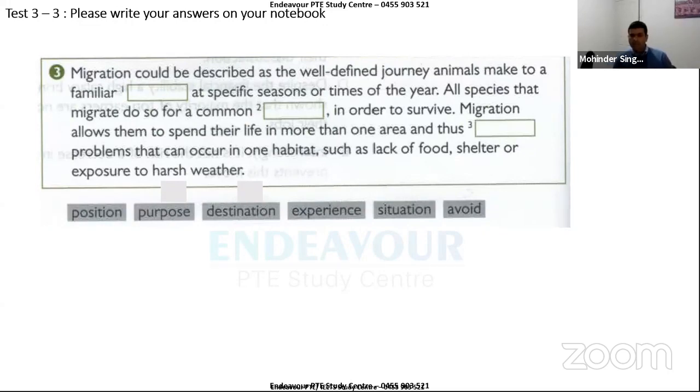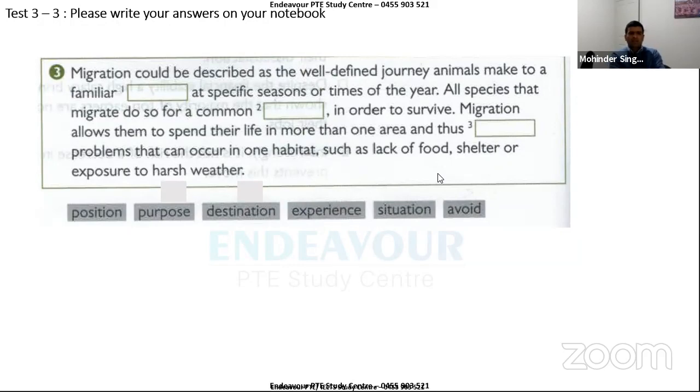So first one this time, Shashikala. Destination. A familiar destination at specific seasons. Yes, animals make a journey, so journey goes with destination. Sometimes the collocation is not next to each other, but they are within the same sentence. They're talking of a well-defined journey animals make to a familiar destination at specific seasons or times of the year.